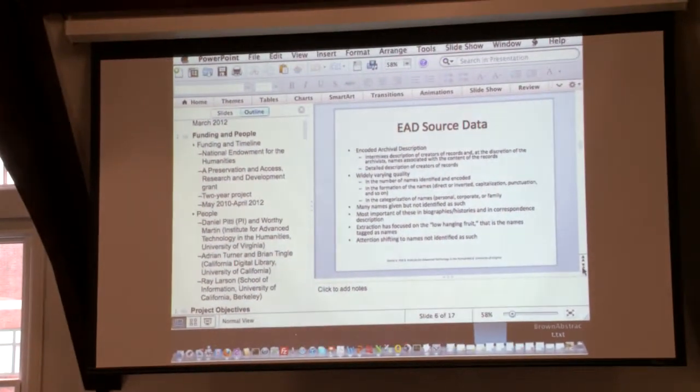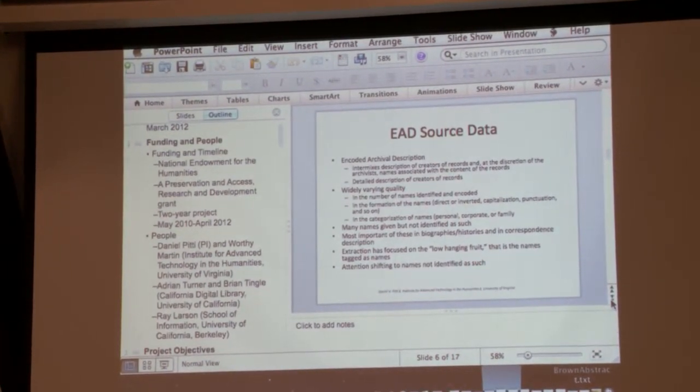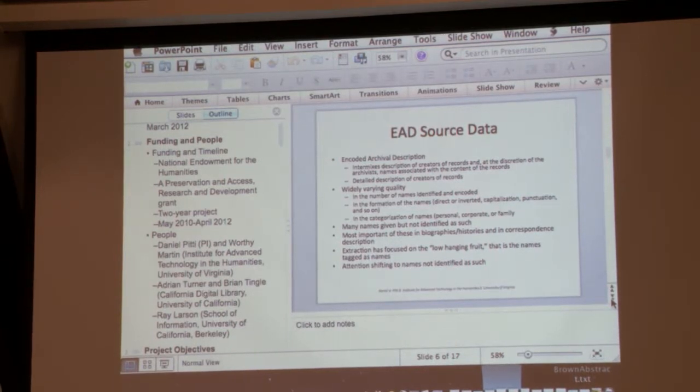The source data, as I've mentioned, just to say a bit more about it, are these EAD encoded finding aids created by archivists, manuscript librarians. And as they currently stand, they intermix the description of records with the description of creators. The description of the creators from an archival point of view is thought of as providing context for understanding the records. So you have these records that emanate from one source, and in order to interpret them, understand them, you need to know something about who created them and what was the context in which they were created.